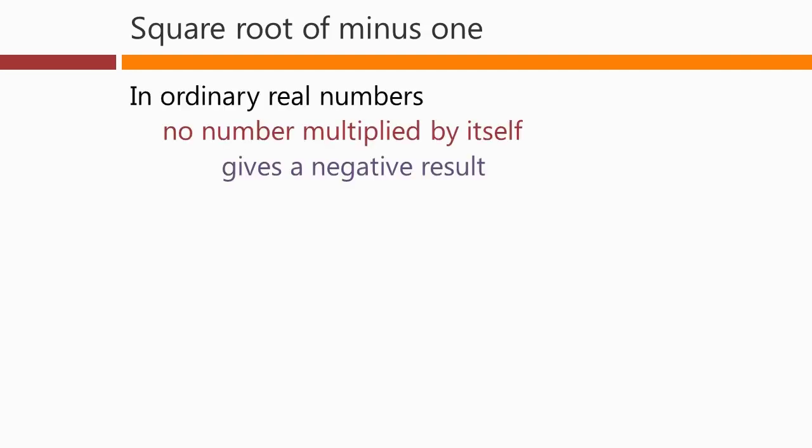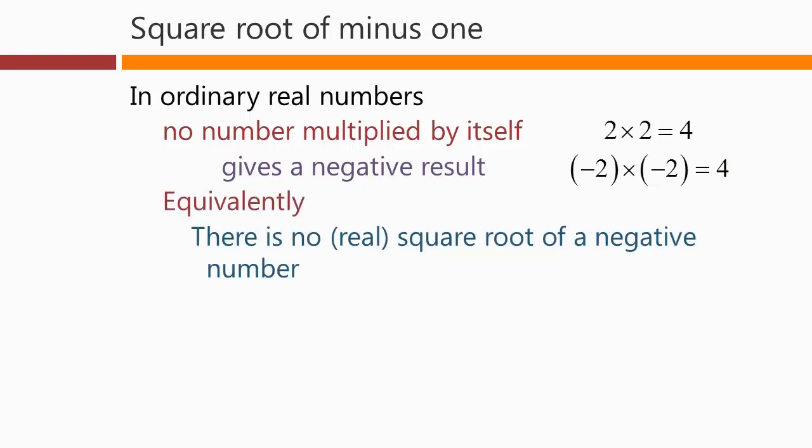In ordinary real numbers, no number multiplied by itself gives a negative result. So 2 times 2 equals 4, but also -2 times -2 equals 4. Equivalently, there is no real square root of a negative number. There is no number that we know of as a real number that when multiplied by itself will give us a negative number.